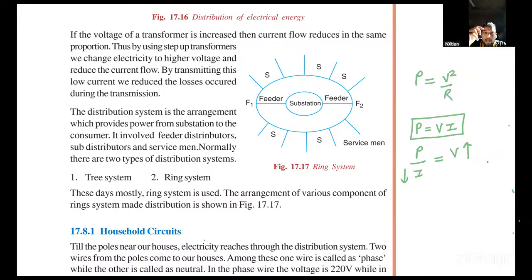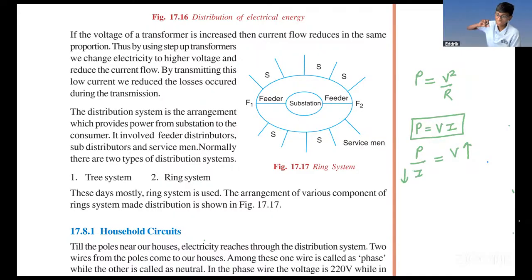So, basically, the power of a device, like how much power they are consuming, is the voltage into the current which they are using. If I increase the voltage, because power is equal to V square by R, the resistance will increase and the current will decrease.